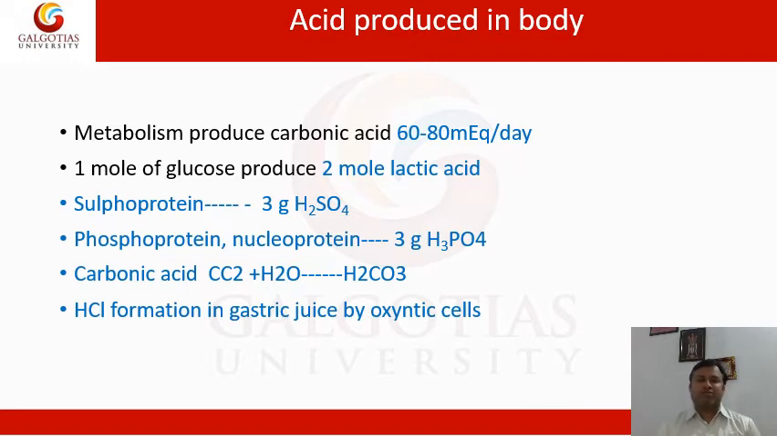So there are some metabolic processes through which acid is produced inside the body. Carbonic acid is produced at 60 to 80 milliequivalents per day, because carbon dioxide combines with water and forms carbonic acid inside the cells. One mole of glucose produces 2 moles of lactic acid. Sulfur protein gives 3 grams of sulfuric acid. Phosphoprotein and nucleoprotein give 3 grams of orthophosphoric acid, and hydrochloric acid is produced by the oxyntic cells in the stomach.